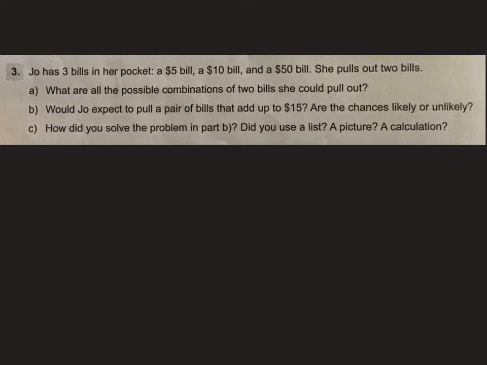Sometimes I still do tree diagrams, but they'd have to be separate diagrams, right? Like I could have a 5, and once I pulled out a 5, my second one I could pull out either a 10 or a 50. Or the first one I could pull out is a 10, and then I could pull out a 5 or a 50. And finally I could pull out a 50 first, and then pull out a 5 or a 10. So these are 3 separate diagrams to show those combinations. So there are 6 combinations, and you could write those out.